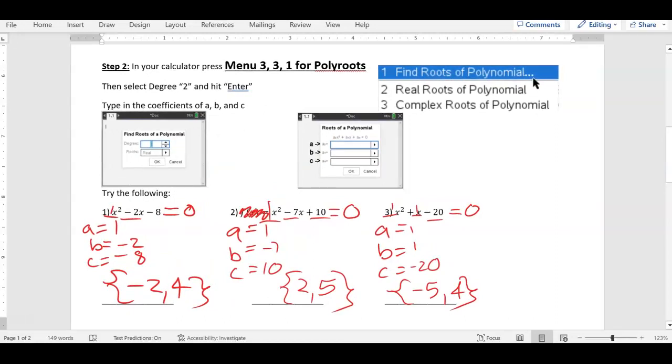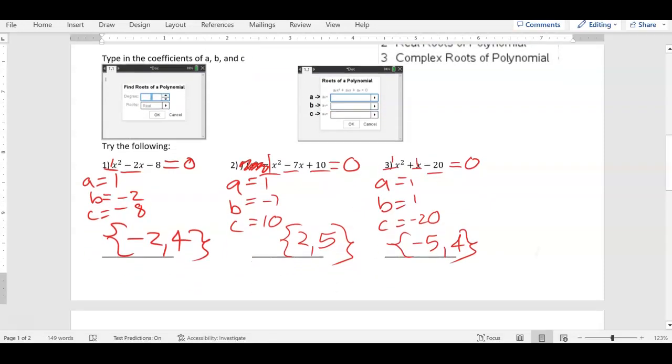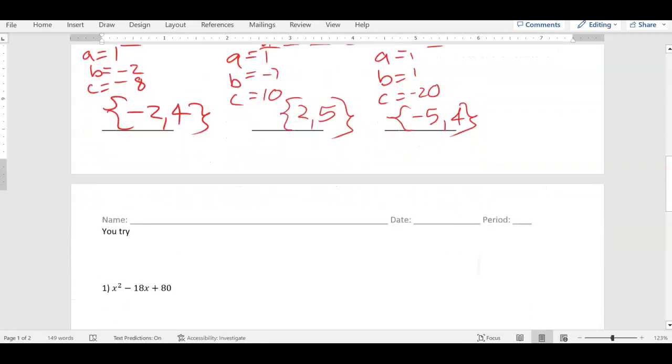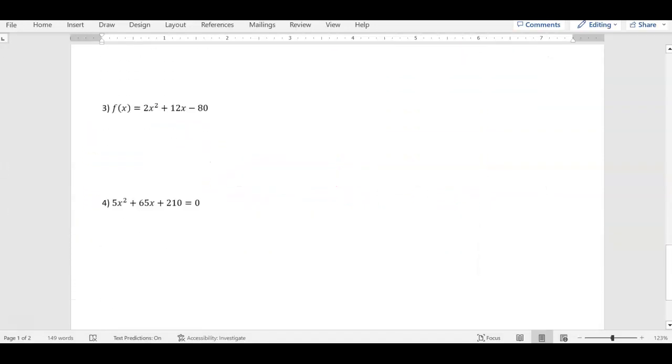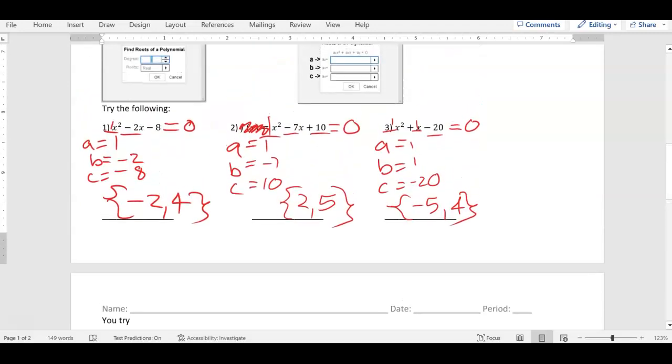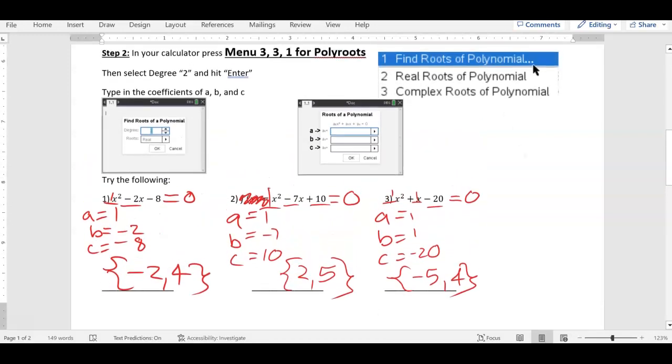Are y'all able to do these on your own? Okay. Now again, this is still the notes sheet, but I want you to get some practice on your own. So if you flip it over, I want you to try the backside on your own. Make sure they equal 0 and do menu 331. Okay. When you're done, keep it on your desk. We're going to go over the answers in a little bit, but again, these are notes. Keep them on your desk, but I want you to try the back. Okay. I'll give you a minute to try that.